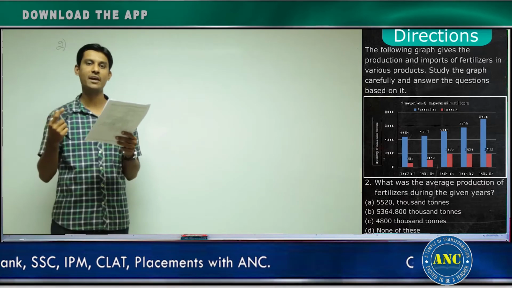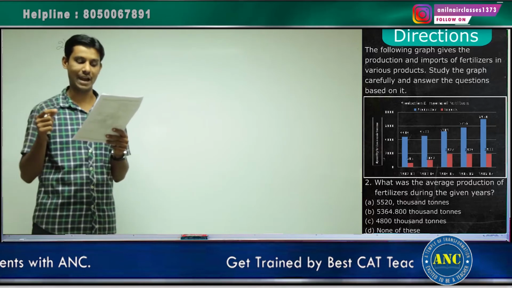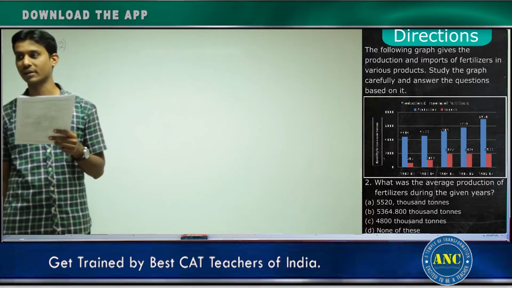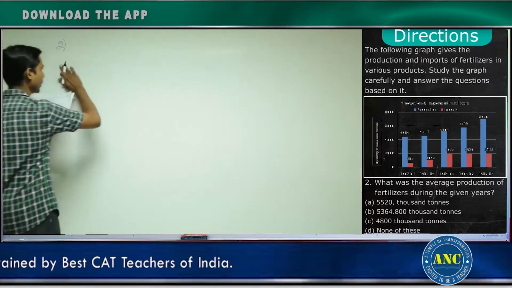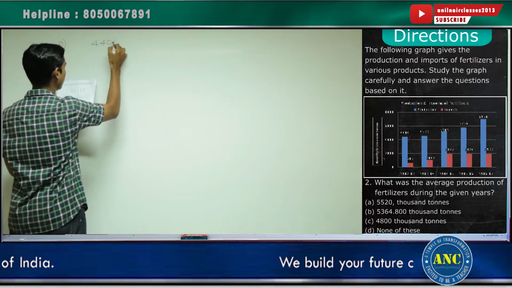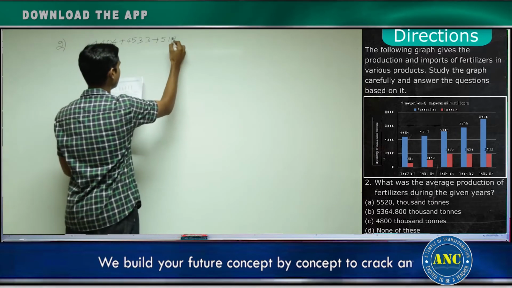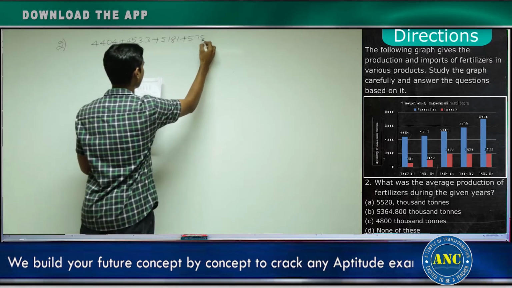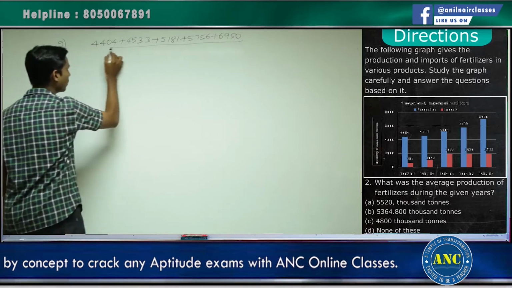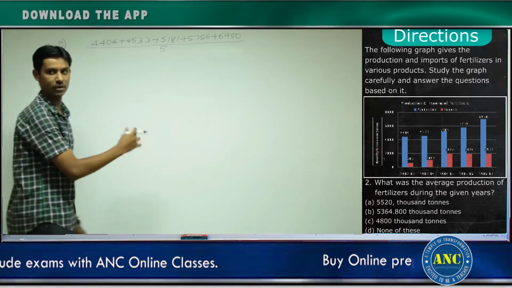What is the meaning of average? Average is nothing but the sum of the quantities divided by the number of quantities, and they are asking for production. Production means you need to refer only to the gray part of the graph, right? See here. Average production of fertilizer during the given year. So that is nothing but 4404 plus 4533 plus 5181 plus 5756 plus 6950, because it is average. Sum of the quantities divided by the number of quantities. How many terms are there? There are 5 terms, divided by 5.